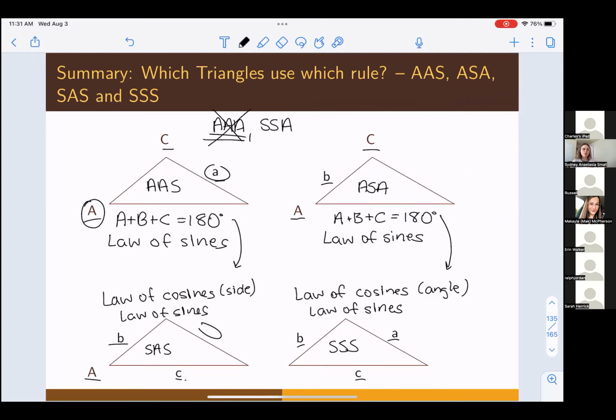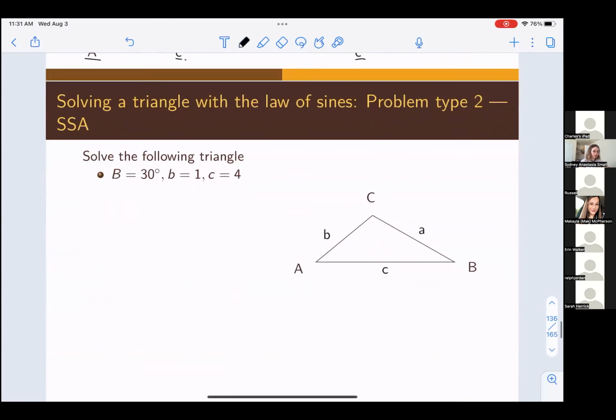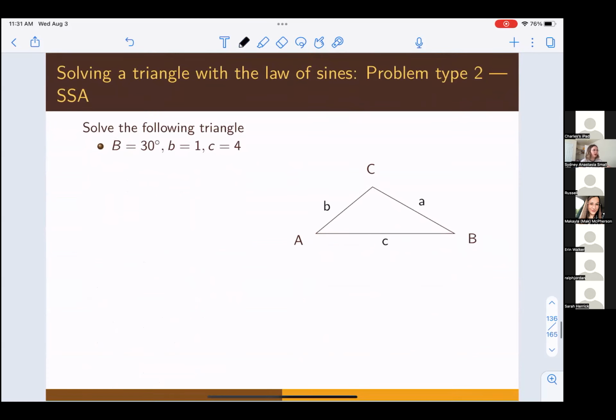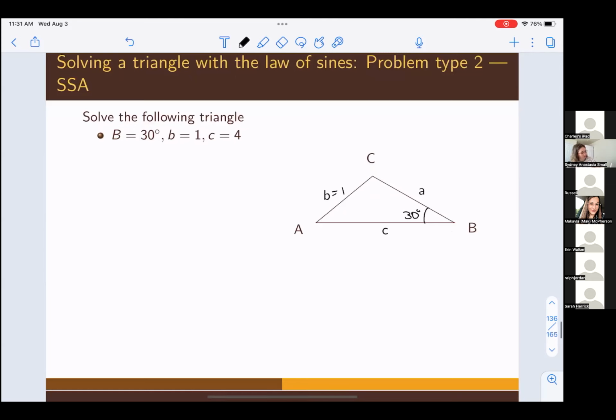Great. All that leaves is side, side, angles, which have a complication that the rest of them don't, which is what we are going to address now. So let's do a couple examples of these and then we'll be done for the day. I think I just have two examples. Yup. Cool. So I want to solve this triangle here, where angle B is equal to 30 degrees, side B is equal to 1, and side C is equal to 4.